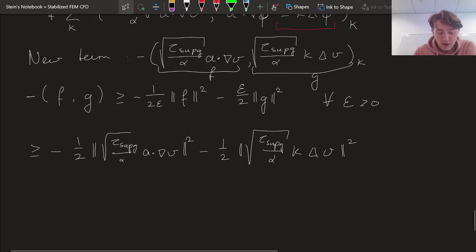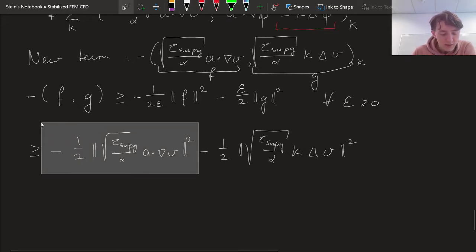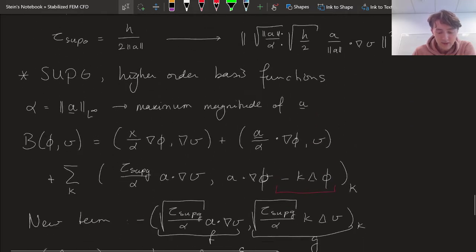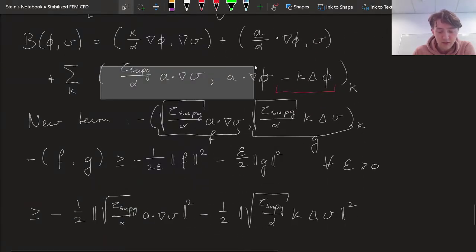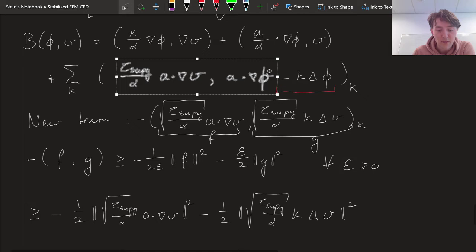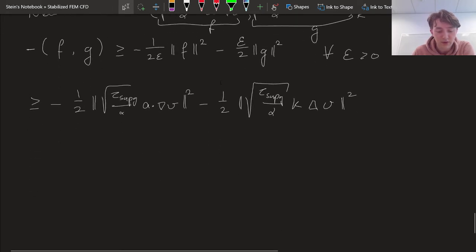Okay, now this term is actually not a problem at all, because I had 1 times that term already from the other term in the SUPG stabilization. Let me write it out a little better. I'll treat this entire term. Let's see what happens if I do the coercivity estimate of that.